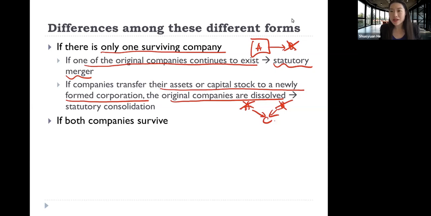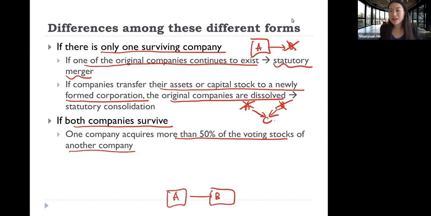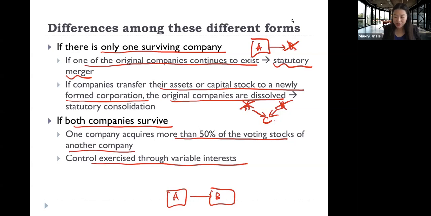That is statutory consolidation. If both companies survive, so both company A and company B survive, A either acquires more than 50% of the voting stock of another company. A can go out and acquire 100% of company B, but in this situation, they may decide that both companies still exist. So A may be the parent, B is its subsidiary, even though A owns 100% of B, but they can still decide, I don't want B to dissolve, I want you to still exist. That's totally okay. So that's the third form.